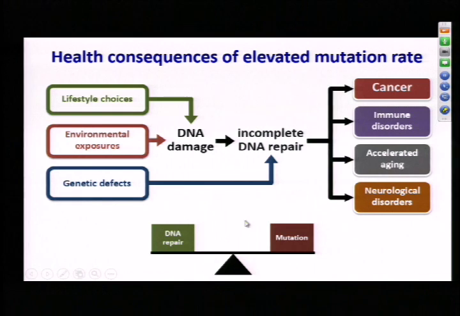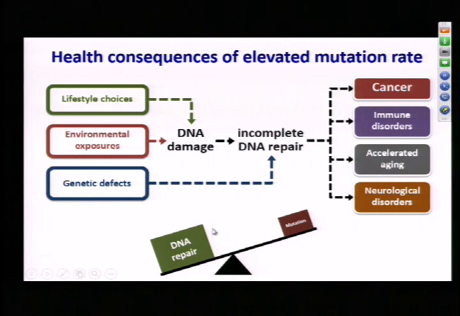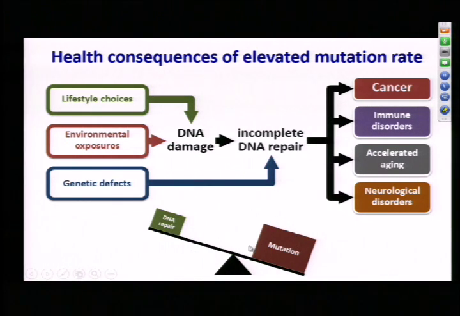And depending on which way the scale tips, we will reduce risk for these disorders by increasing DNA repair mechanisms and decreasing the amount of DNA damage. And if we go the other direction and have a situation where our cells accumulate mutations at a higher rate, then likely it will increase risk for these disorders.